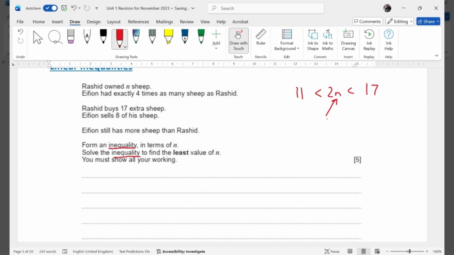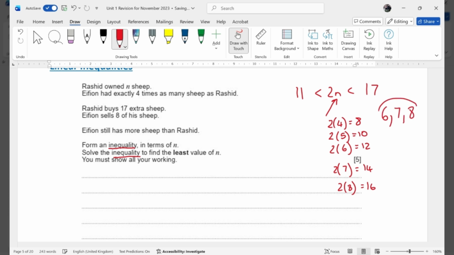For example, if I swapped n for a 4, that would be 8, which isn't bigger than 11 and less than 17, right? If I swap n for a 5, it's 10. Again, it's not in the right zone. But if I swap n for a 6, I get 12. Now that works. 12 is between 11 and 17. And a 7, 14, that works. And an 8, 16, that works. So the integers that will make this inequality work are 6, 7, 8.